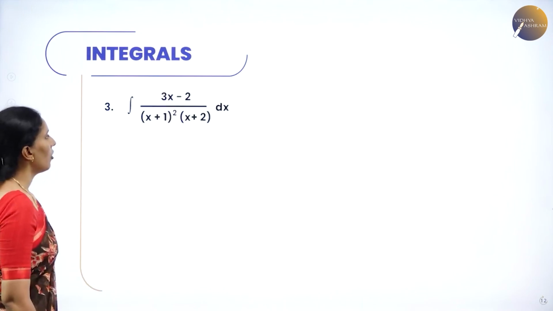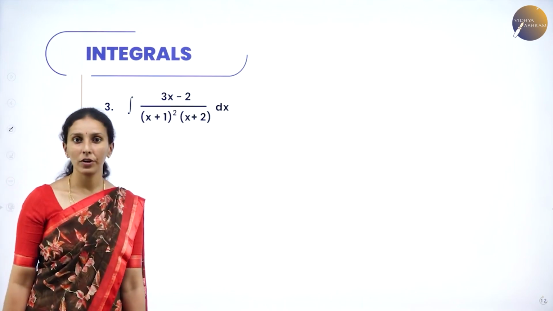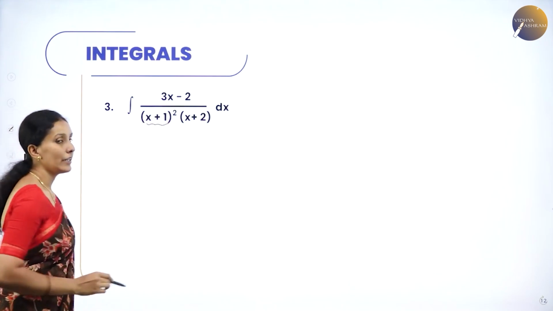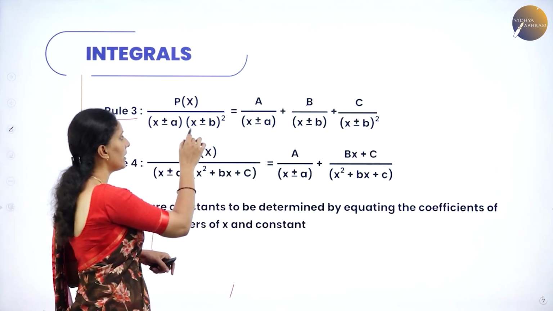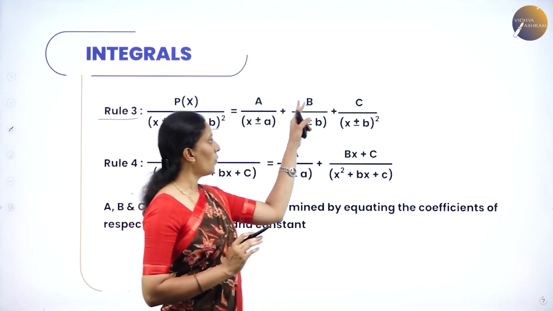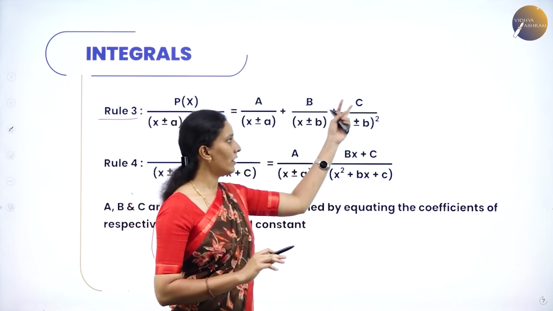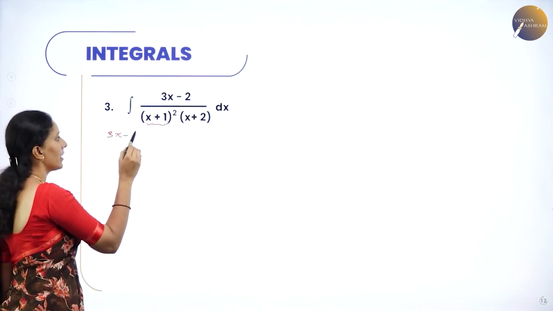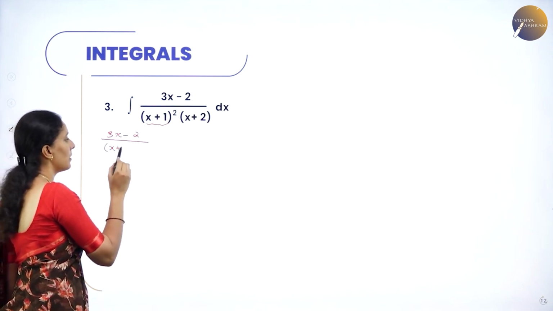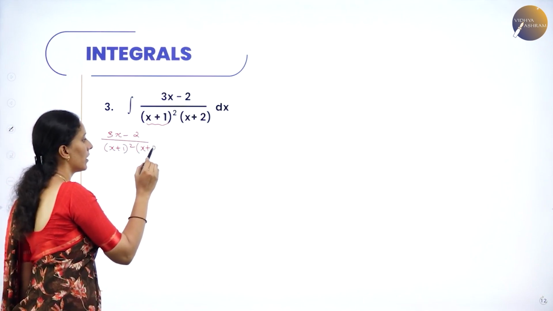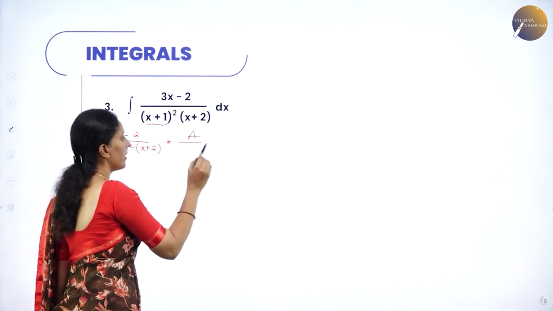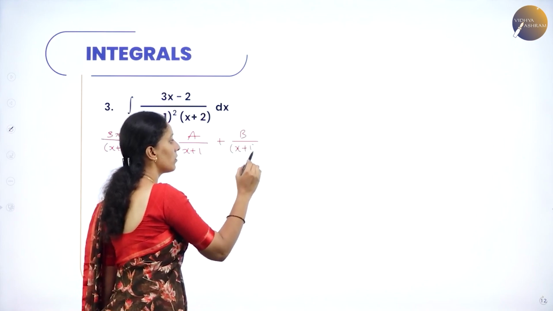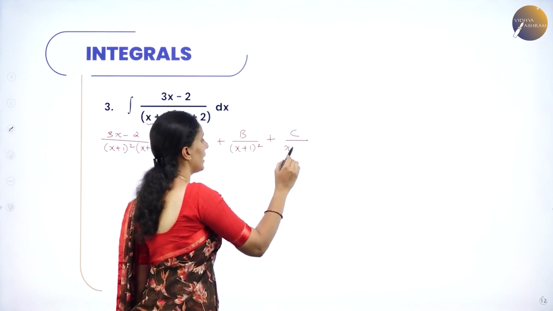Next one, integral of (3x minus 2) divided by (x plus 1) whole square (x plus 2). So how to write this? Since here you have a repeated linear factor, you have to write one in the form of a simple fraction, and the second one you have to write in the form of square only. So therefore I can write it as (3x minus 2) divided by (x plus 1) whole square (x plus 2) equals a divided by (x plus 1) plus b divided by (x plus 1) whole square plus c divided by (x plus 2).